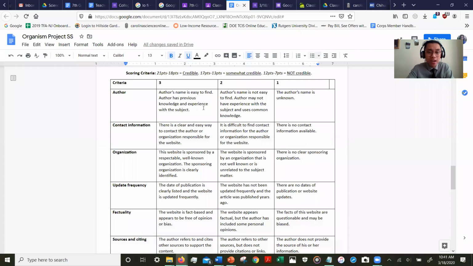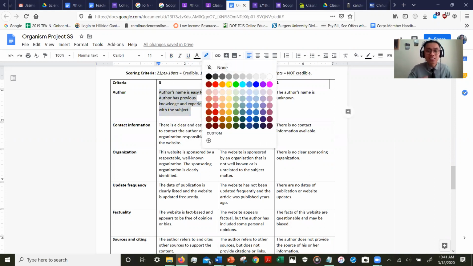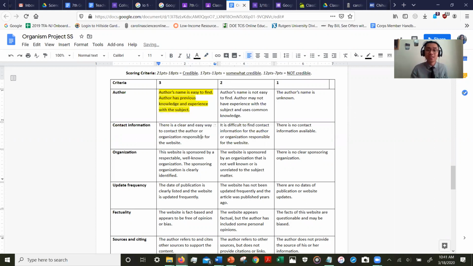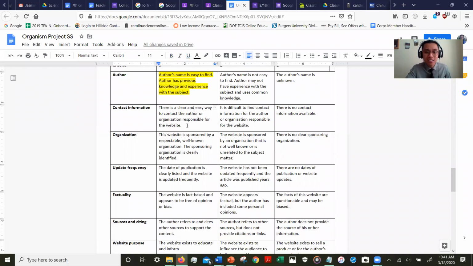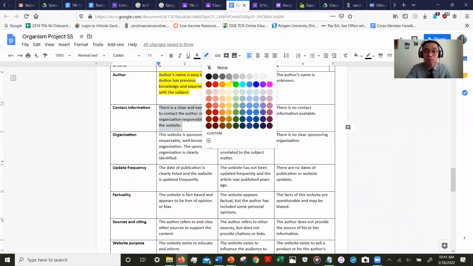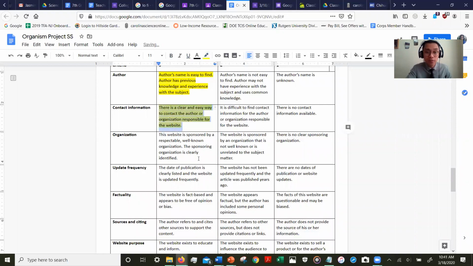So if I were to go back on this, author's previous knowledge, obviously they're the CDC, they do this research. I can go ahead and highlight this. Highlight, bold, I don't care as long as you indicate. Boom, highlighted. Contact information, we just went over that. It was easy to see. It was right there available for us to use.